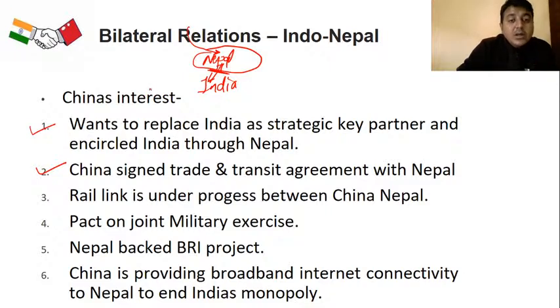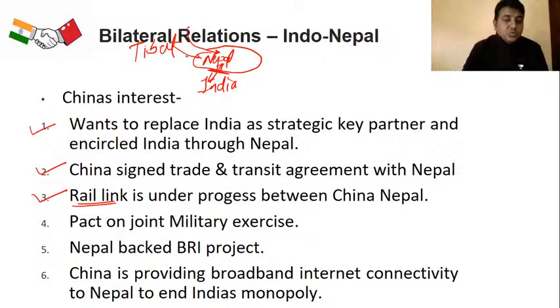Okay, third, another important thing: China has started establishing a rail link project from the Tibet area, as you know Tibet shares a border with Nepal. So China wants to enter this area through a railway link. Do you really think this railway project is for the benefit of Nepal?